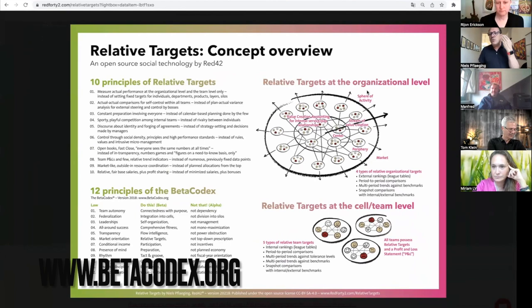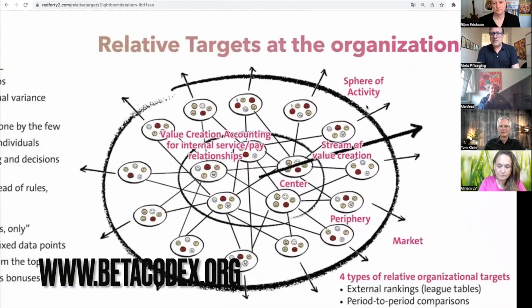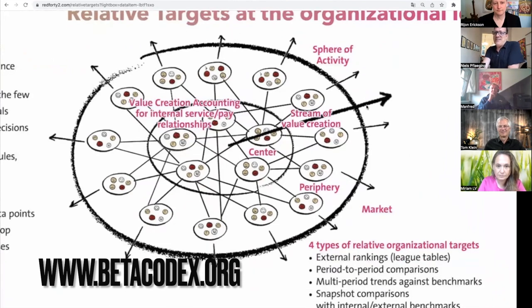Let me put it like this: where Scrum and Agile, the Agile Manifesto, have blind spots, relative targets and self-structured design as well, the other sibling approach, complement that. So it's a beautiful addition to the Agile repertoire. Sadly, the Agile community is not yet embracing it, maybe because you cannot sell silly certifications around relative targets yet. Yes, but this is just my opinion.